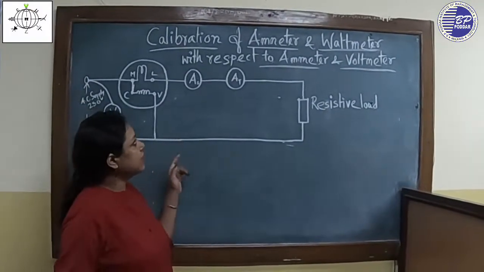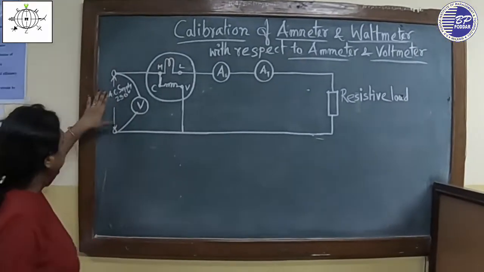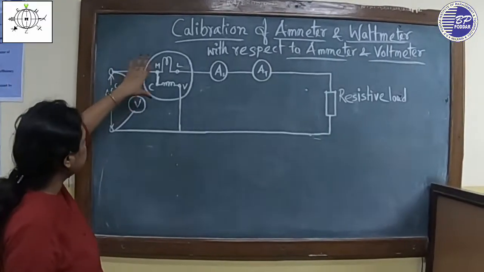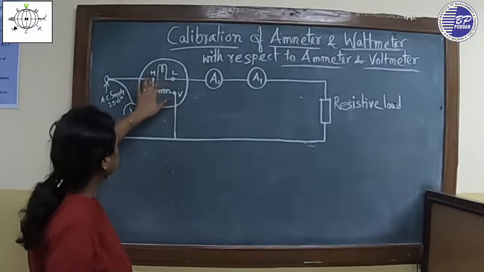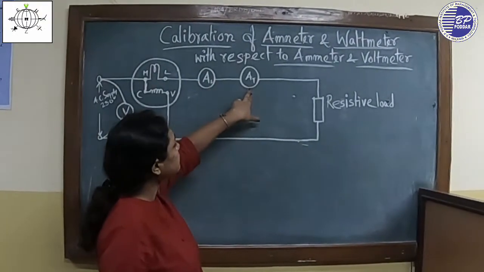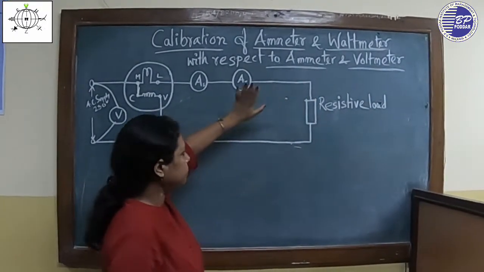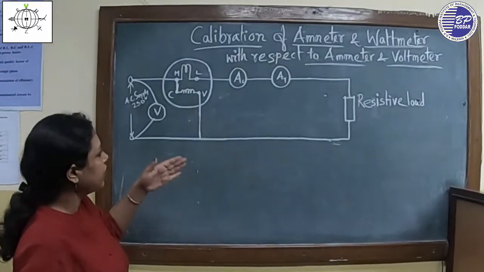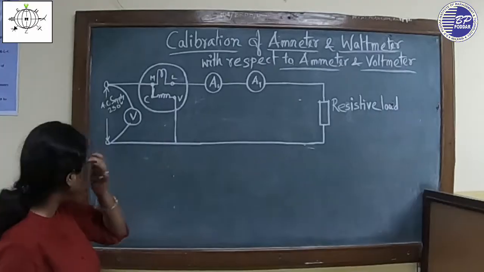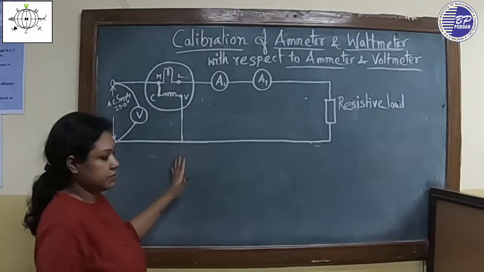So this is the circuit diagram for the experiment, calibration of ammeter and wattmeter. This is the source, and the voltmeter should be connected in parallel with the source. This is the wattmeter. Four terminals are here: N, C, L, and V. This is the standard ammeter. This is the test ammeter, and the resistive load is connected here. In this experiment, we have to compare the reading of the standard meter with respect to the test one, and find out the error and also the percentage error.